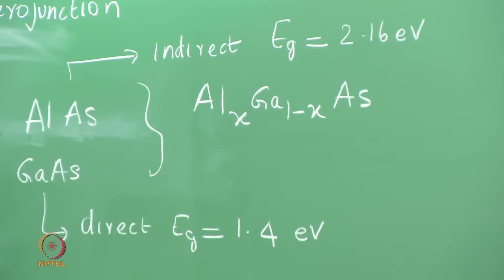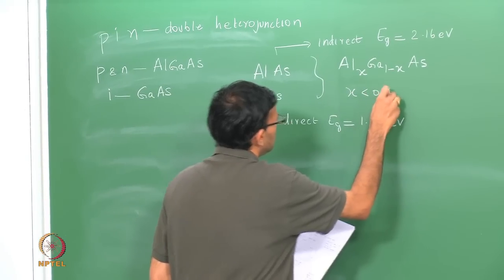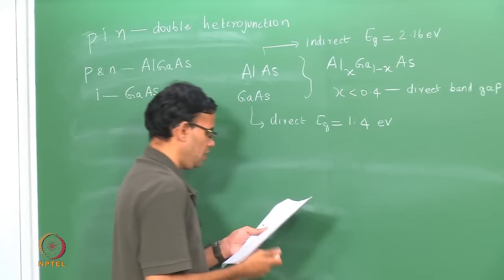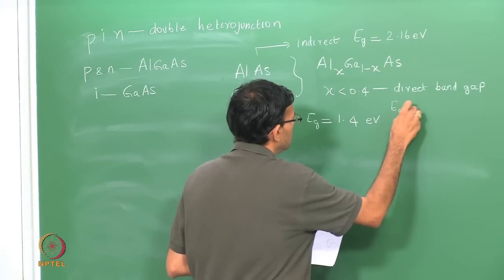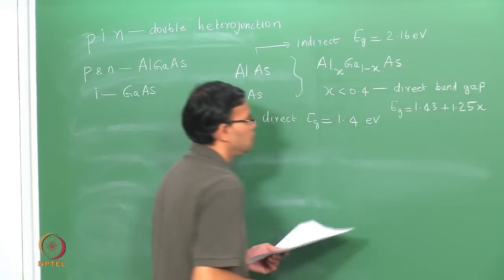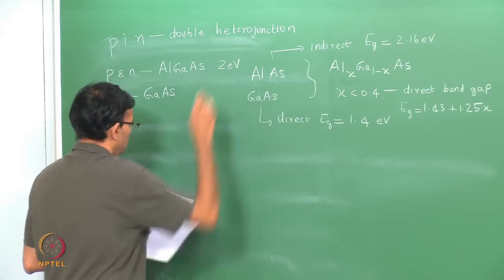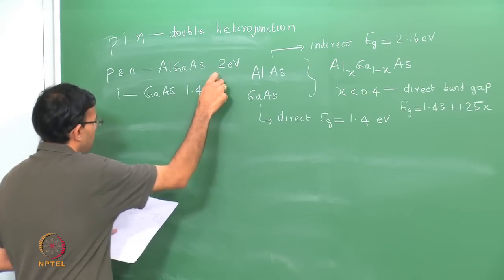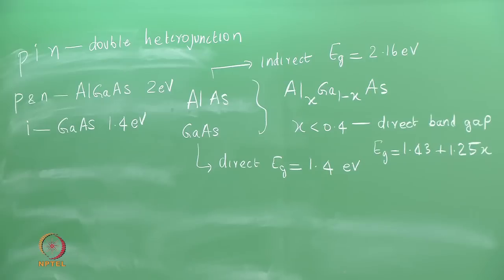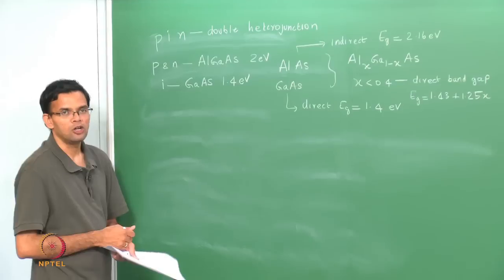This material can be a direct or an indirect band gap depending upon the value of x. For x less than 0.4, this is a direct band gap material, and the band gap Eg is 1.424 + 1.247x. So, this is just an empirical relation. So, we start with aluminum gallium arsenide of band gap 2 electron volts, and we have gallium arsenide band gap 1.4 electron volts. So, we are going to form a double heterojunction with these two materials. So, let me first draw the energy band gap of these materials when they are far apart and then when they come together in order to form the junction.